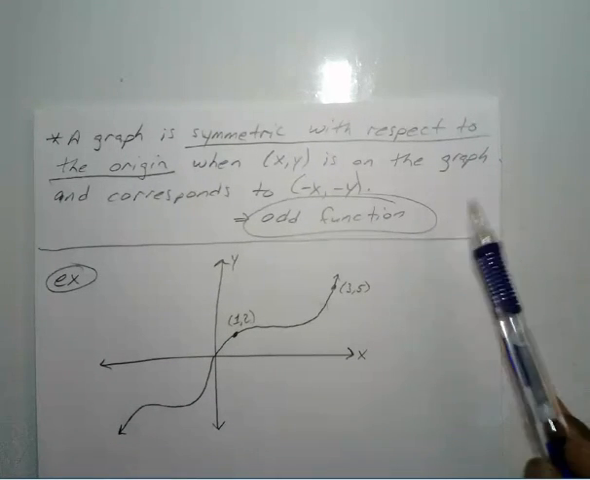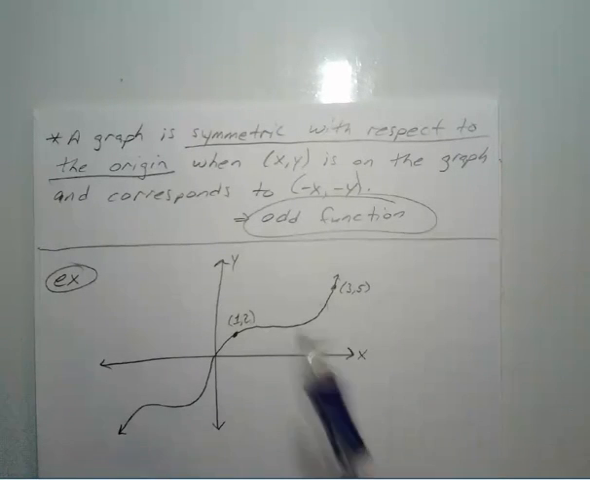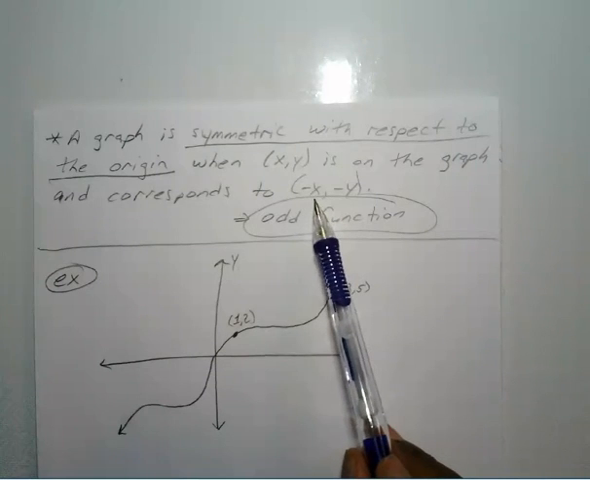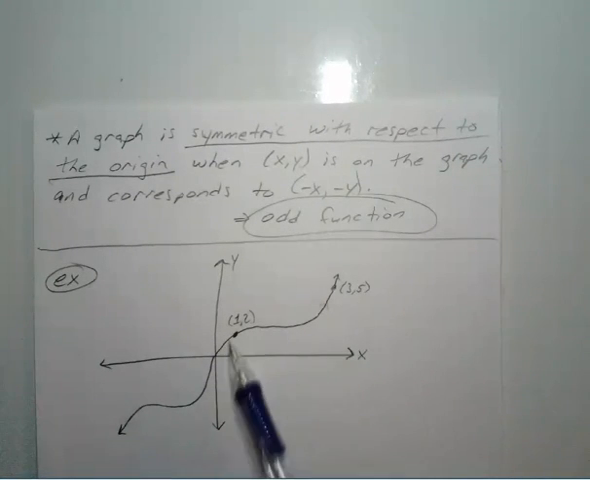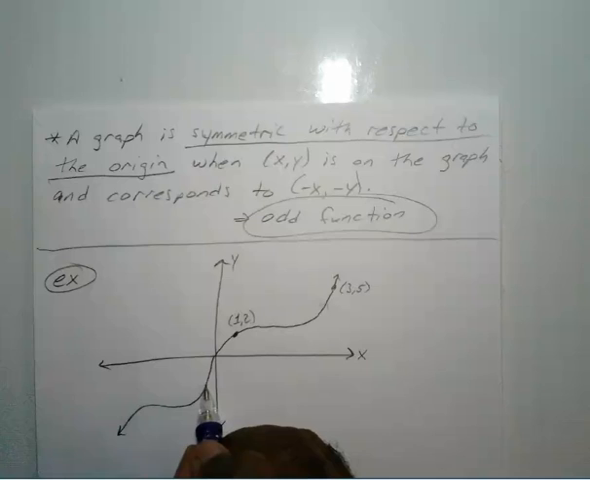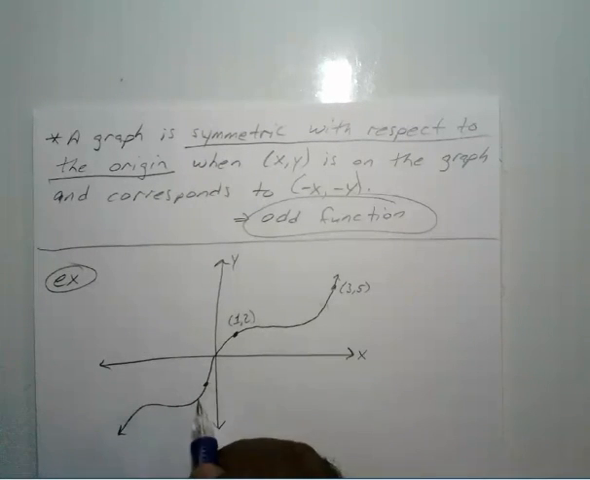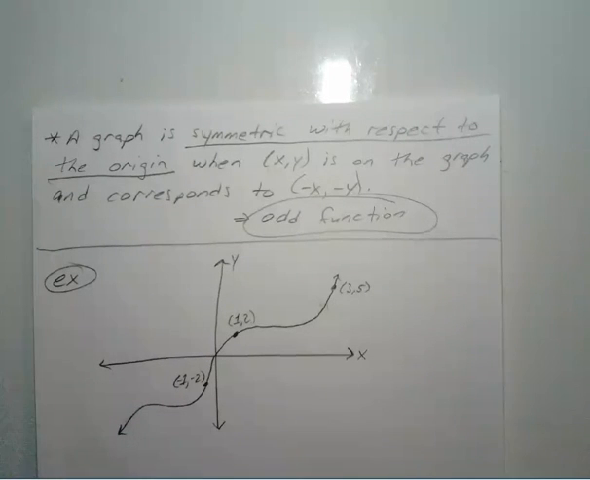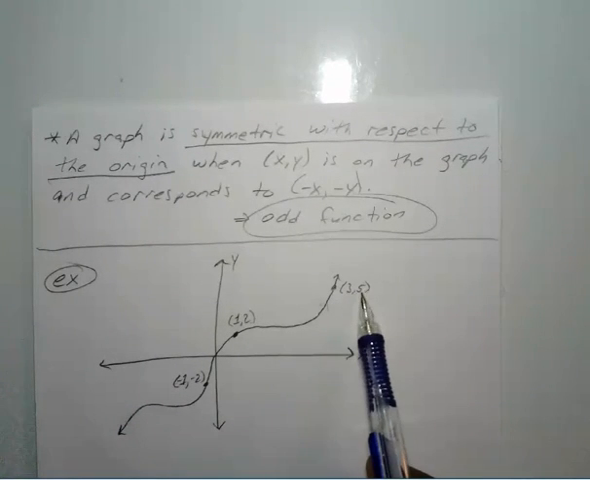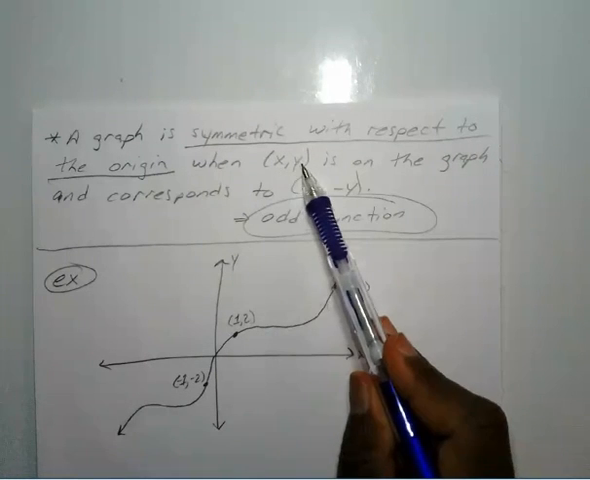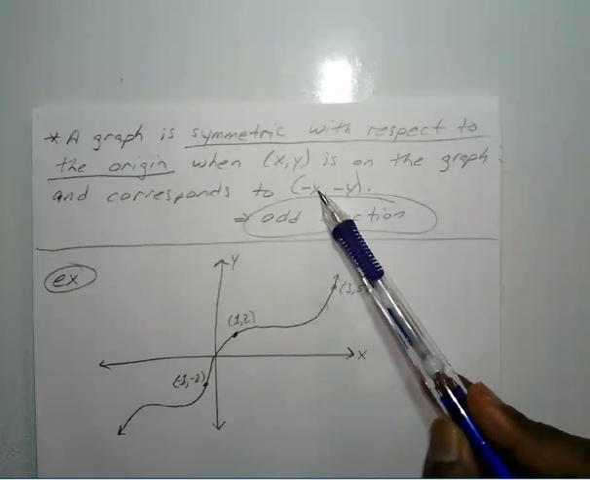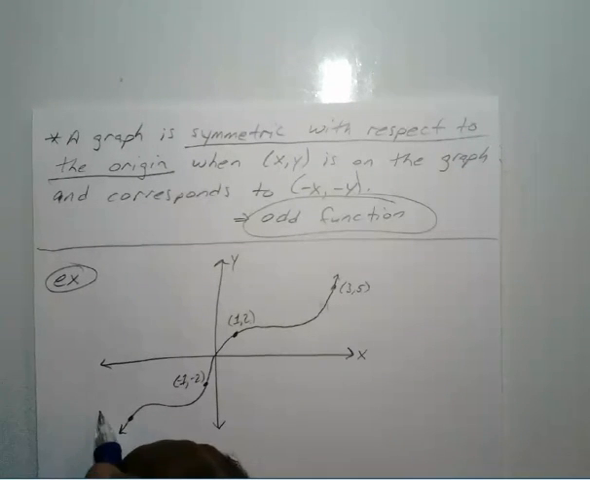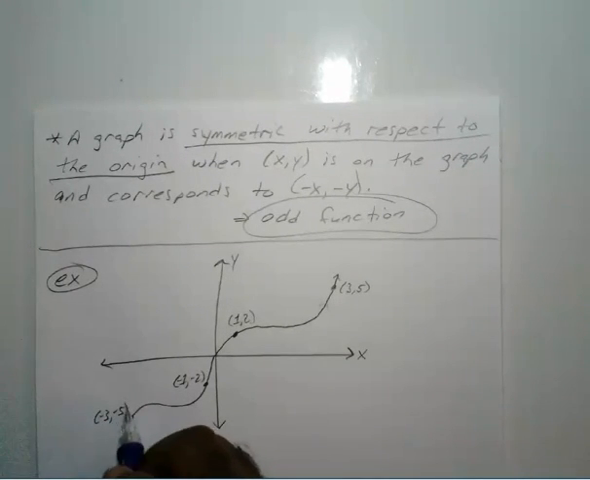That means for this to be symmetric with respect to the origin, for our 1, 2, there would have to be a -1, -2 on the graph. So -1, -2. And if we have a point 3, 5, there would have to be a -3, -5 on the graph. So let's say this is our -3, -5.